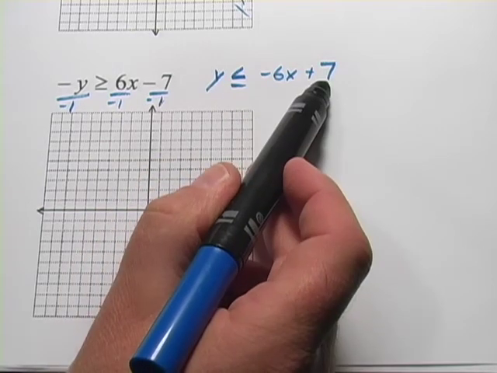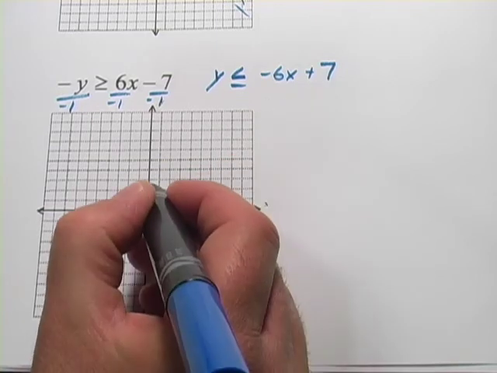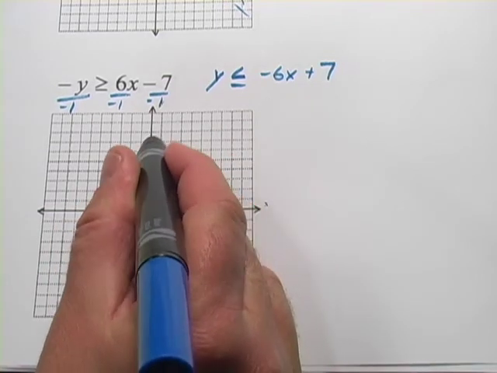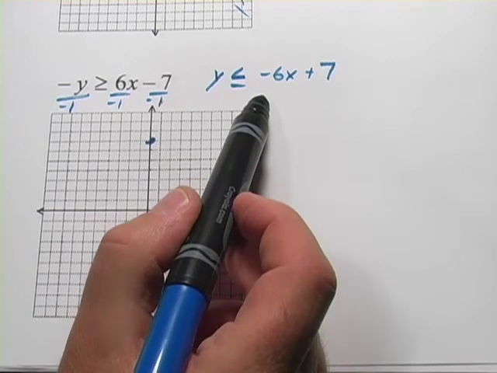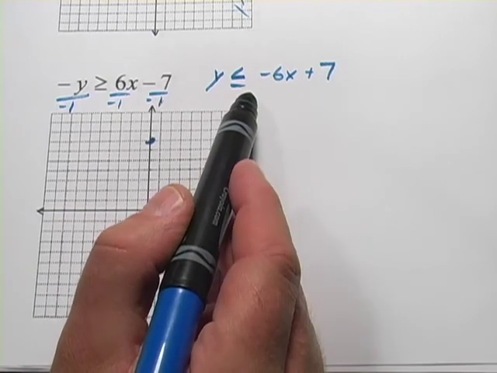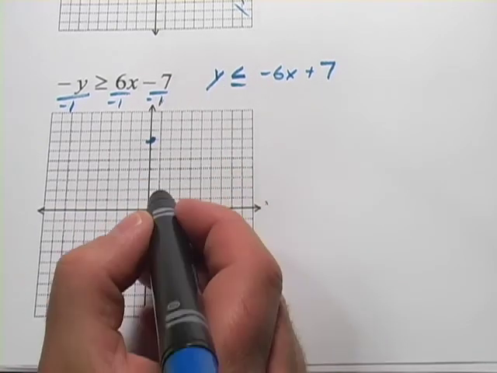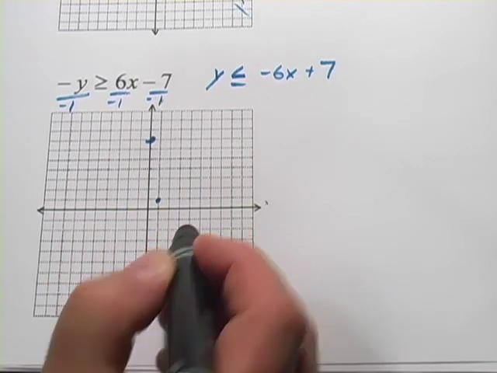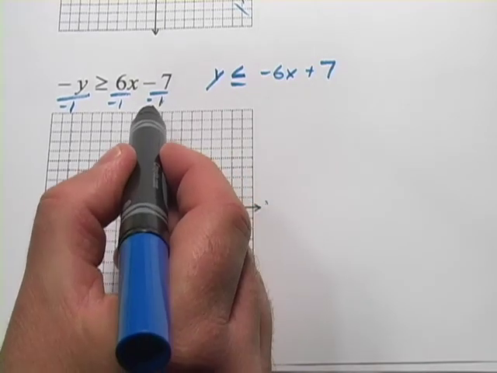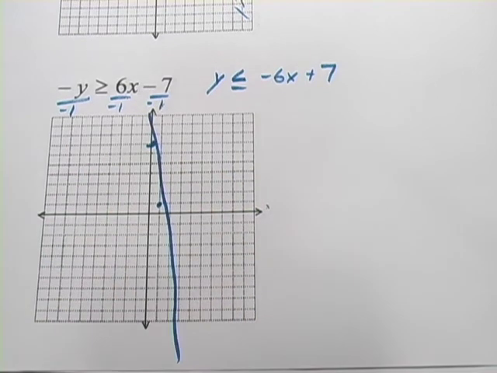It's going to have a y-intercept of positive 7, so 2, 4, 6, 7, and then a slope of negative 6. So it's going to go down 6 and over 1. So down 6 over 1. That's a very steep line. So let me just sketch in an approximation of that line.